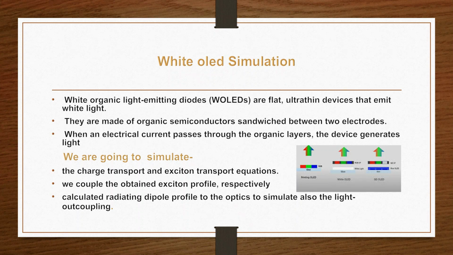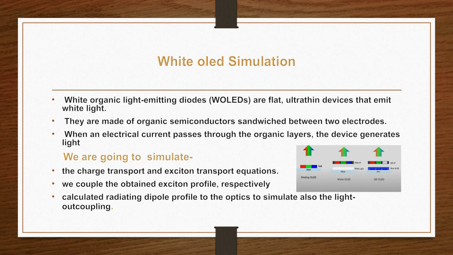So now I am going to discuss white OLED simulations. White organic light emitting devices are flat, ultra-thin devices that emit white light. They are made of organic semiconductors sandwiched between two electrodes. When an electrical current passes through the organic layers, the device generates light. We are going to simulate here the charge transport and exciton transport equations. We couple the obtained exciton profile, respectively the calculated radiated dipole profile, to optics to simulate also the light outcoupling.